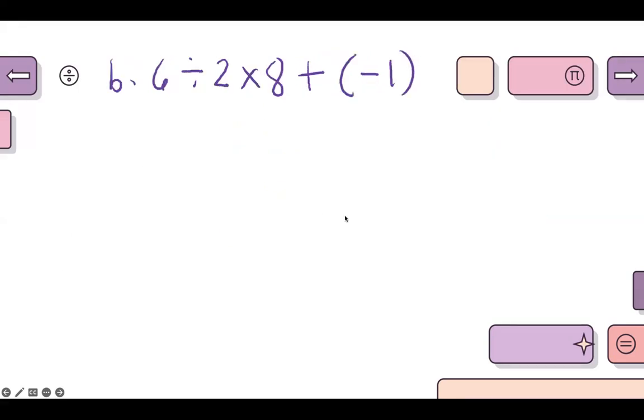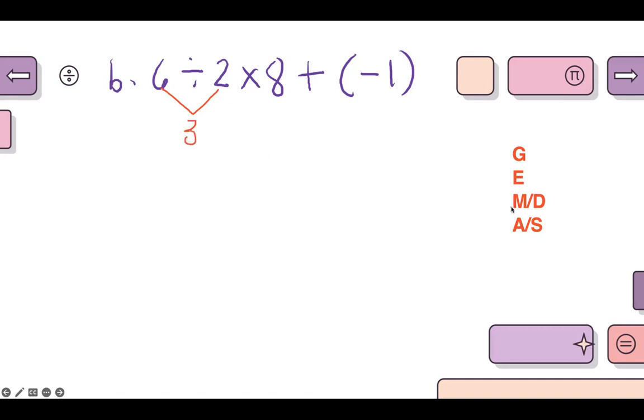Okay, another example. 6 divided by 2 times 8 plus negative 1. So let us follow now the GEM-DAS rule. So G, E, M or D, and A or S. So we don't have grouping symbol here. There is no bracket, braces. The parenthesis here has only one number in it, so no need for us to simplify. We don't have any exponent. We have multiplication and division. So since division comes first in this equation, we need to simplify this part first. So 6 divided by 2, that is 3.